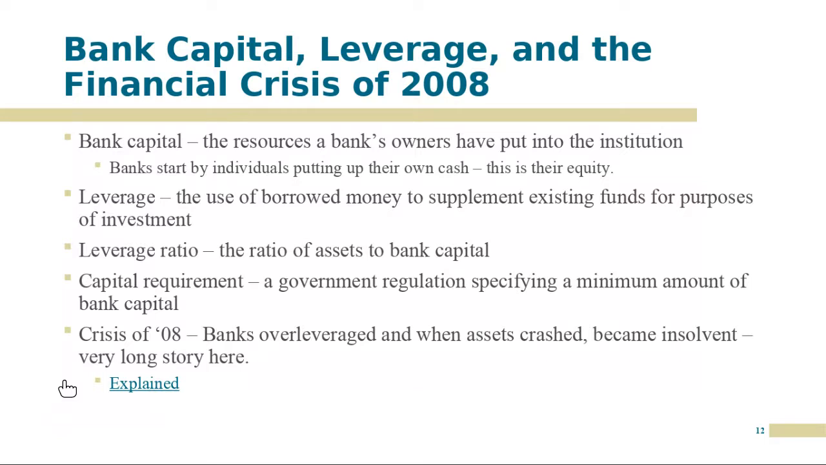So for example, if a firm has $1 million in assets and only has $200,000 in bank capital, that means you have $800,000 of leverage money to supplement your funds, and that means you have a leverage ratio of 5 to 1. So for every $5 in the bank, one of them is capital. Sorry. The capital requirement is a government regulation specifying a minimum amount of capital. And so the government can set a standard that banks have to meet, or banks have to have a certain amount of private ownership of their total assets.